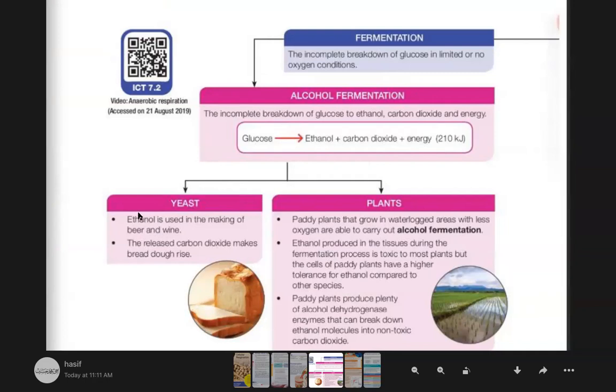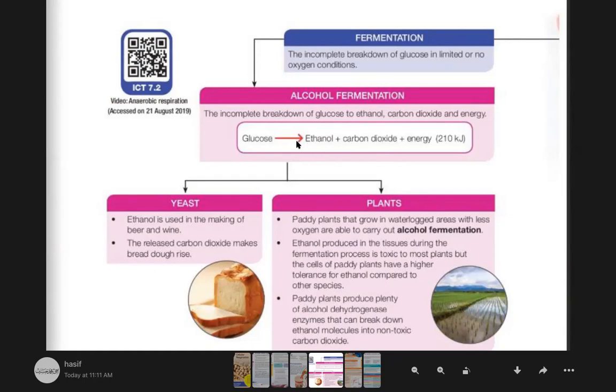So ethanol dalam yeast ni digunakan untuk apa? Ethanol is used in making of beer ataupun wine, and the release of carbon dioxide will make the bread dough rise. Sebab tu dalam kek ke, dalam roti ke, kita guna yeast. Sebab apa? Yeast tu dia akan guna glucose untuk carry out anaerobic respiration ataupun alcohol fermentation. So what happen is that it will release carbon dioxide. So carbon dioxide tu adalah gas. Gas tu it will give a pressure. Dia akan bagi tekanan dekat roti tu supaya roti tu naik. Okay, so this is how it works.